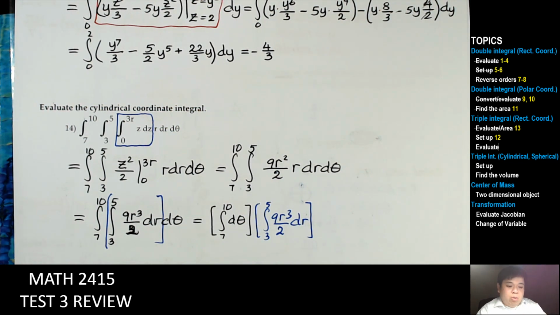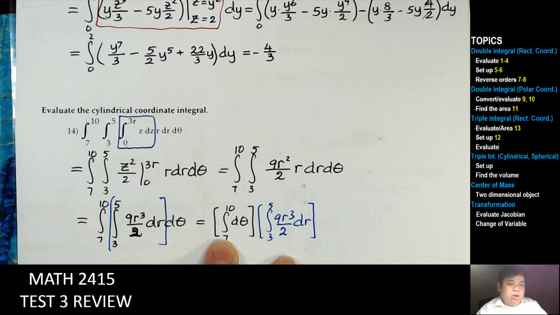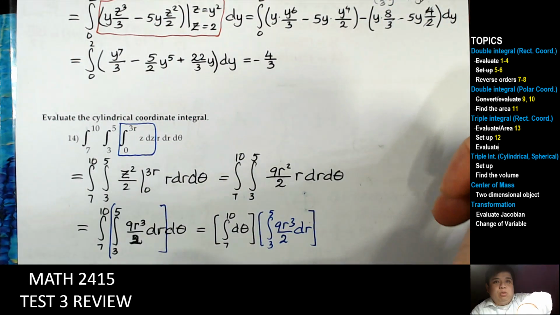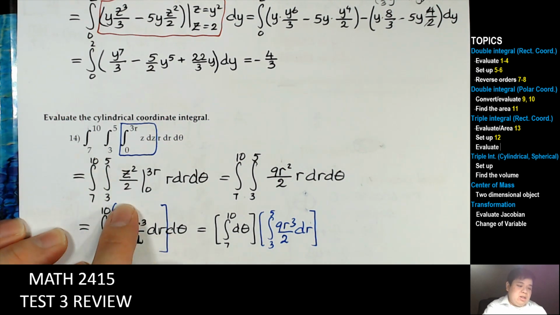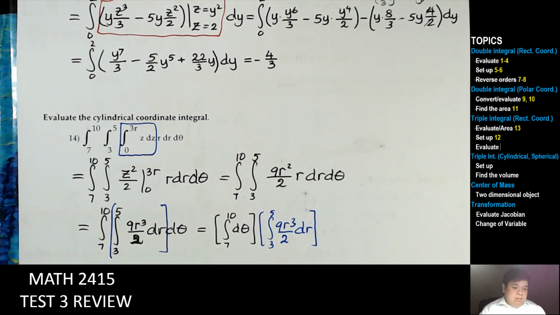So I'll let you finish the problem. That should be easy. Two integrals multiplied together, and that's what we have. So we're trying to use Fubini's theorem as much as possible because that simplifies things a lot. Only use Fubini's theorem when we have constant limits and a separable function.